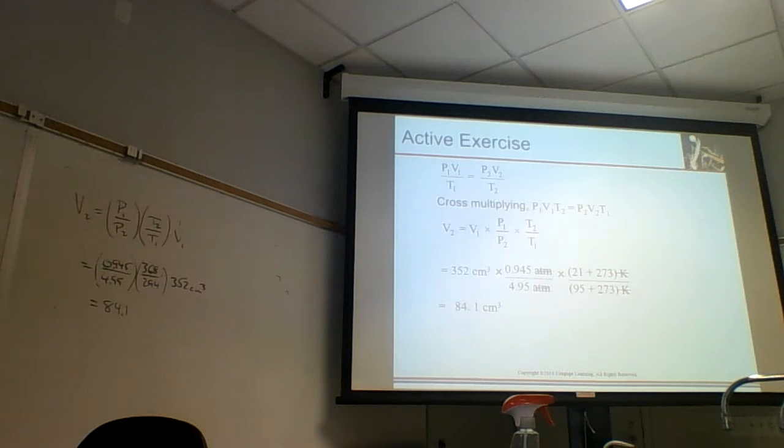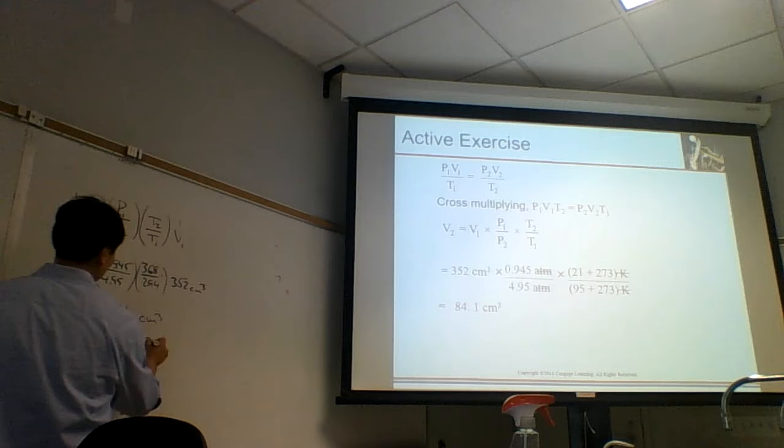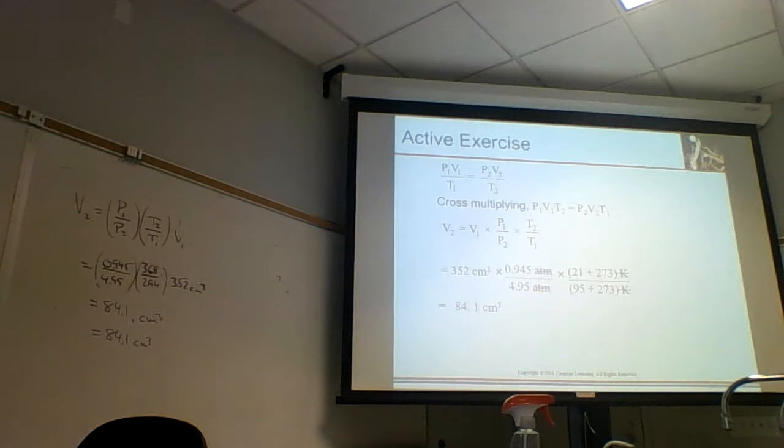But I don't like it written like that. Why? Because I want to see what digit was dropped. And so I'm going to calculate this one, 0.945 divided by 4.95 times 368 divided by 294 times 352. 84.11. 84.11 cubic centimeters, which is equal to 84.1 cubic centimeters. I want that extra step in there.